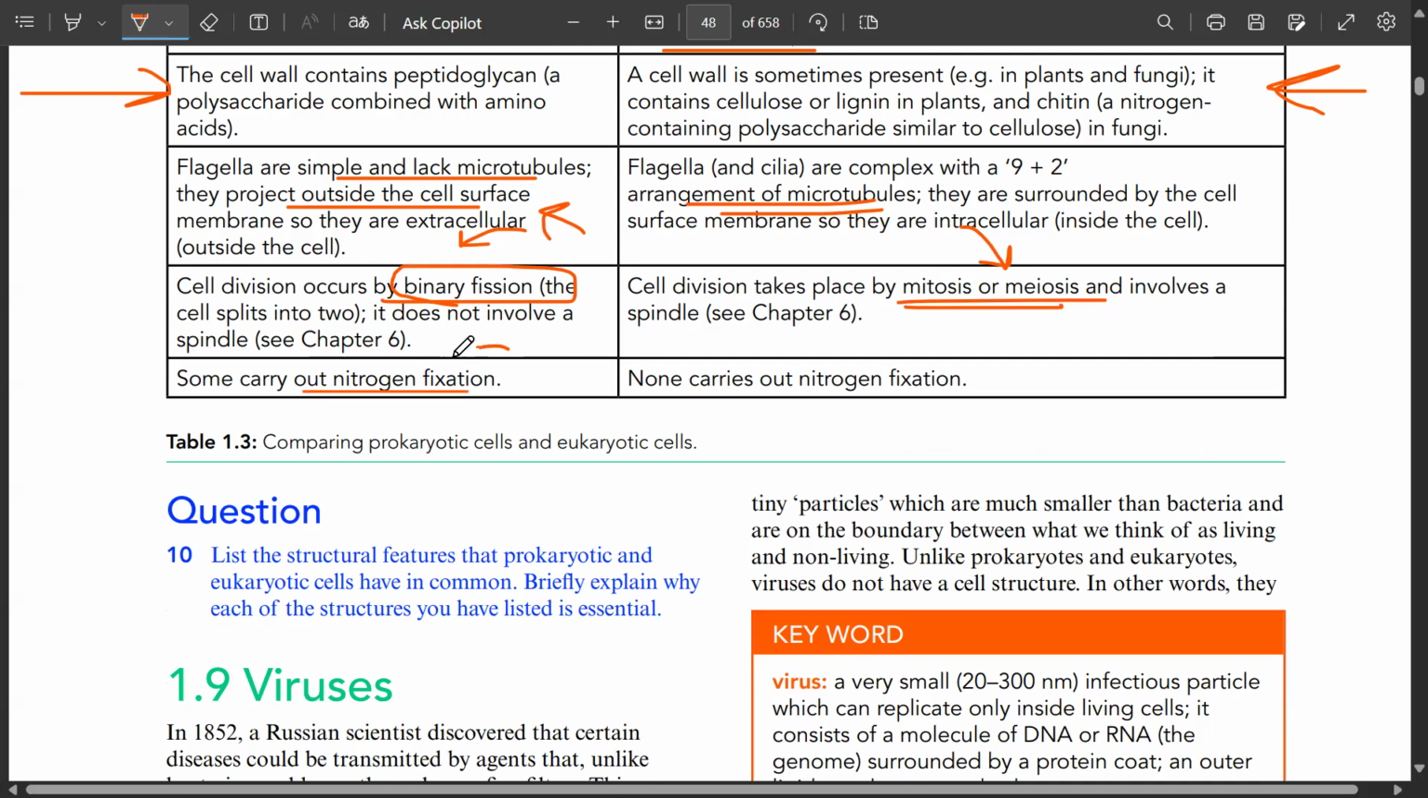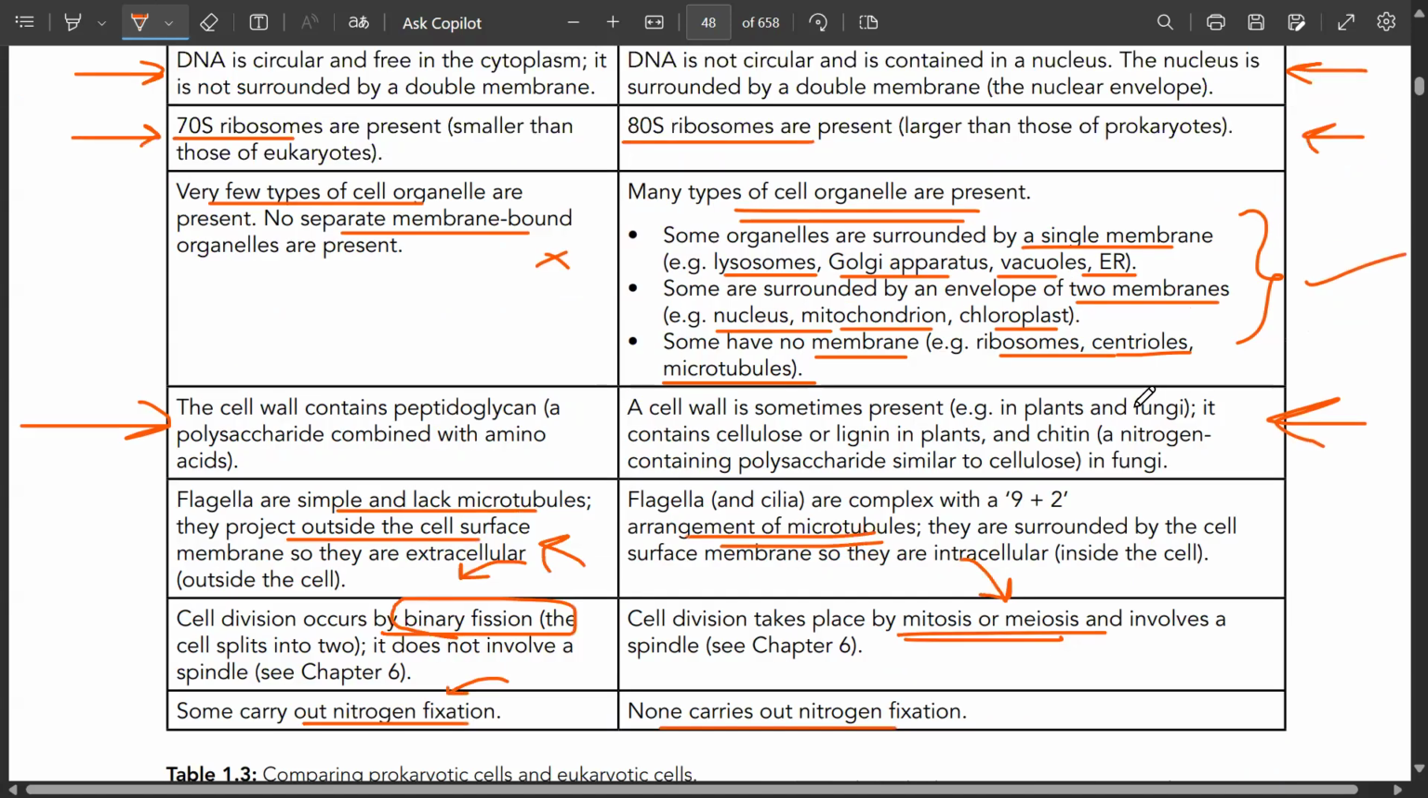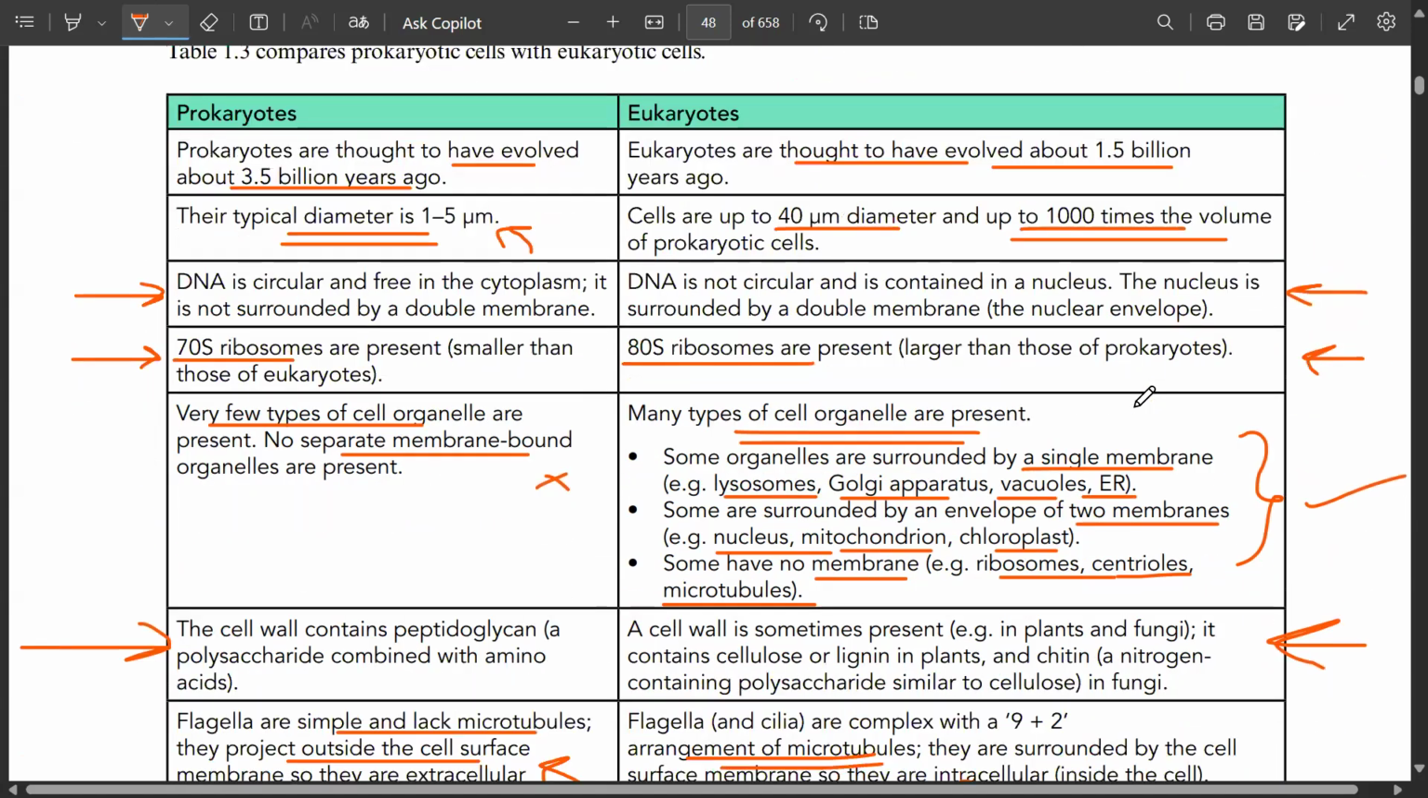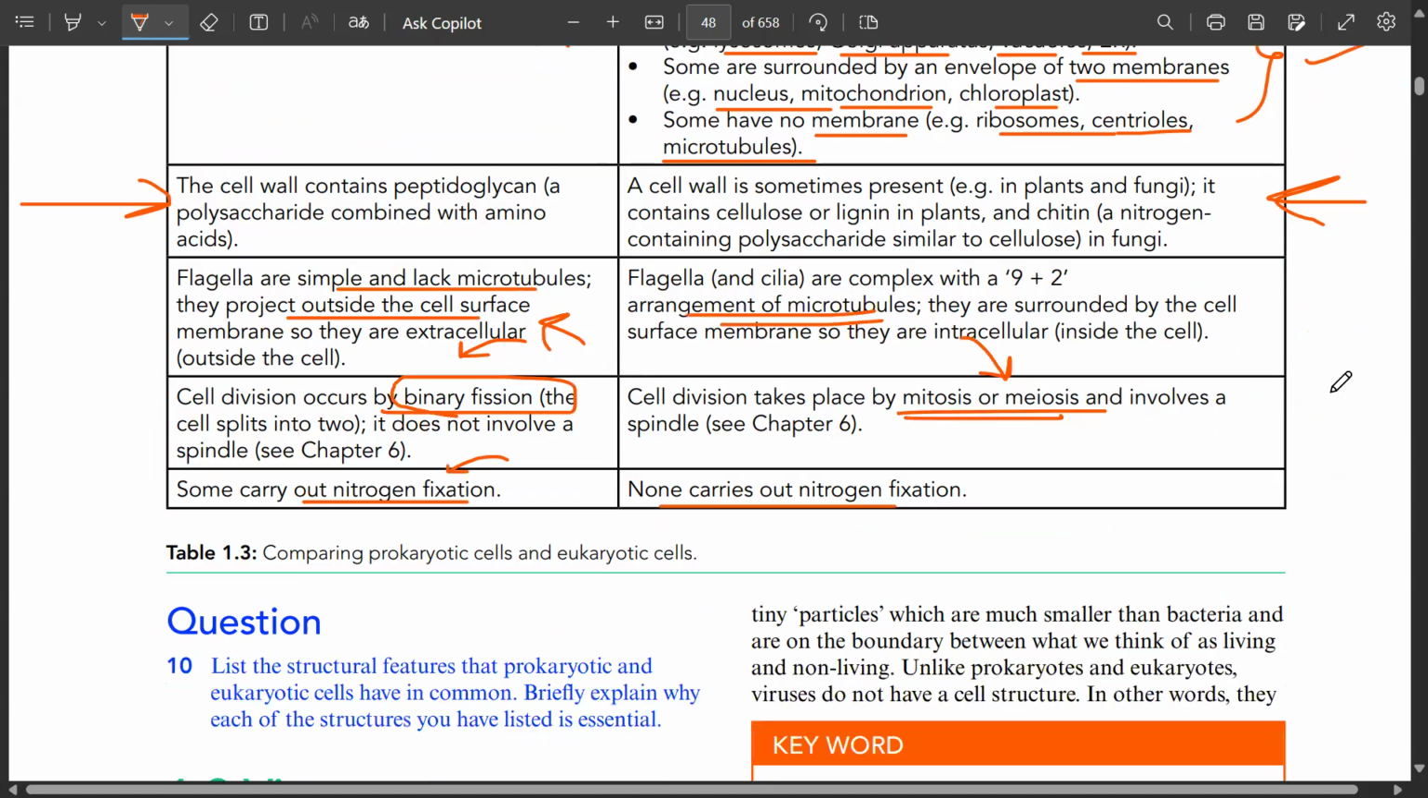Some prokaryotes carry out nitrogen fixation. None of the eukaryotes carry out nitrogen fixation. So this is a very, very important table which has 9 differences highlighted between prokaryotes and eukaryotes. Is it clear? Yeah. Good.